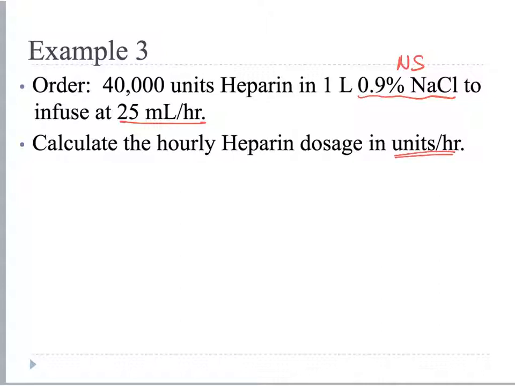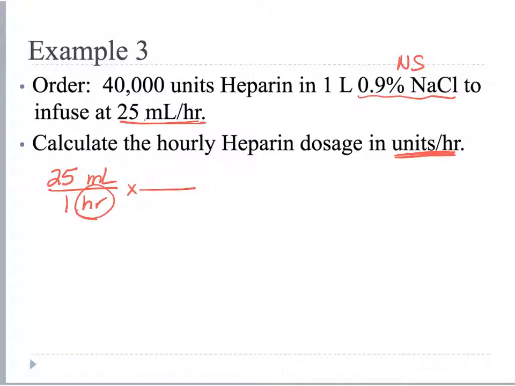Okay, so this problem is a little bit backwards from what we're used to. Here I want to find units per hour, and we know milliliters per hour. So again, we have the rate, it's just in the wrong units. So I'm going to start with that rate, 25 milliliters per hour, and I want to convert to units per hour.